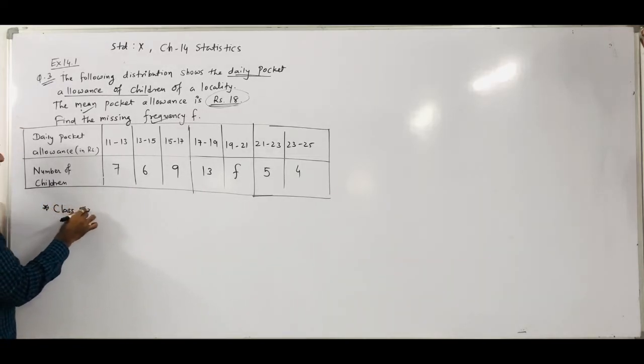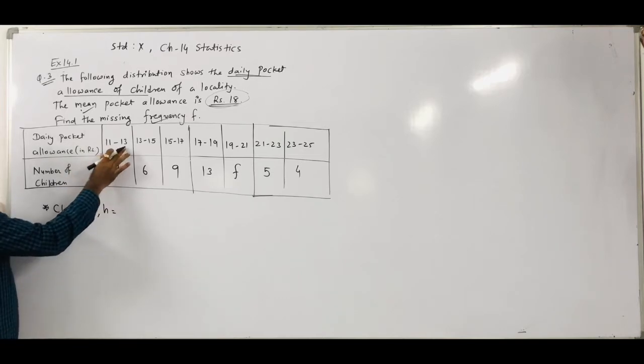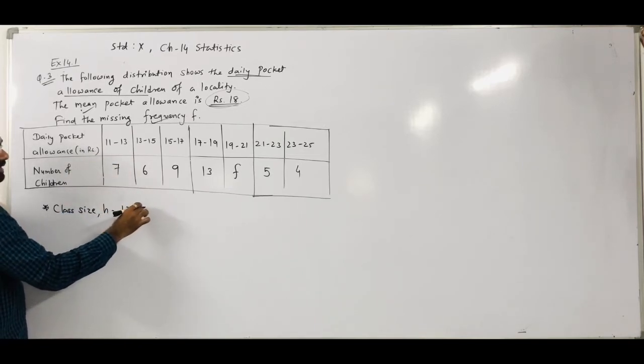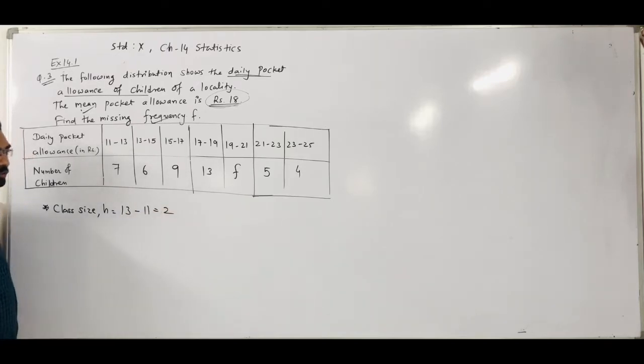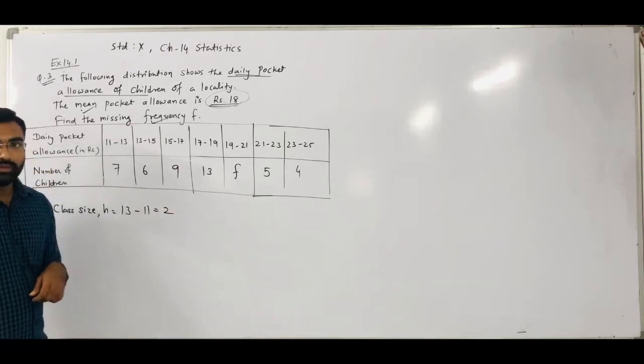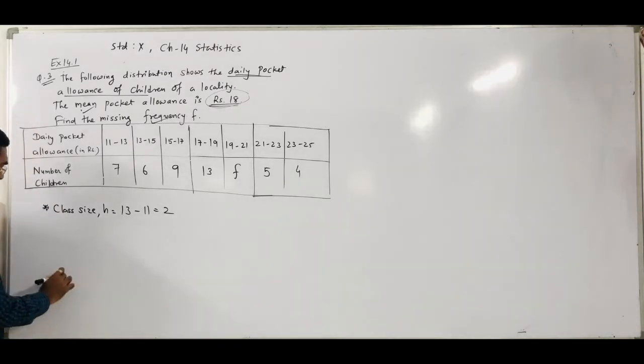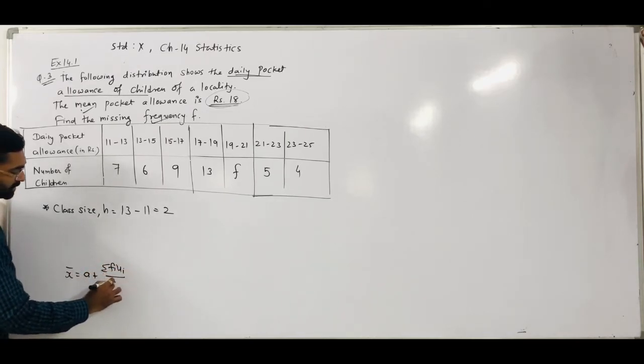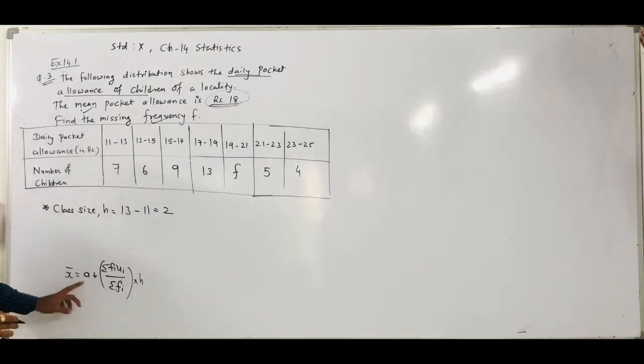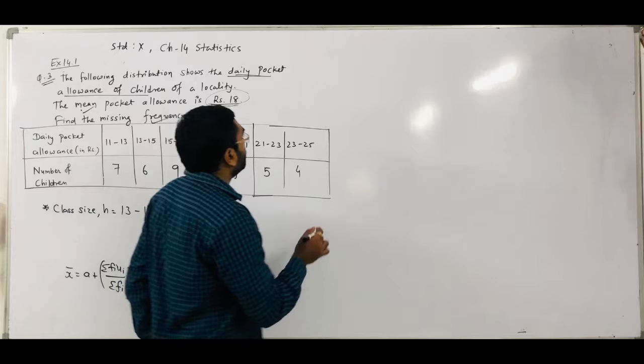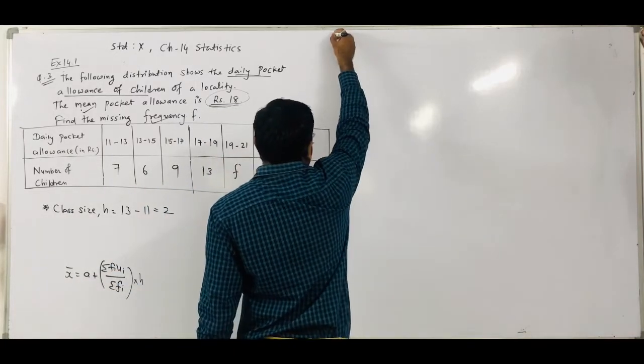Class size h is equal to upper limit minus lower limit, so 13 minus 11 gives 2, right? So our h value is 2. Now, to find the missing frequency, we apply the step deviation method. Here I write the formula: x bar is equal to a plus sigma fi ui upon sigma fi, into h. We have to make a table in which we first find the a value.